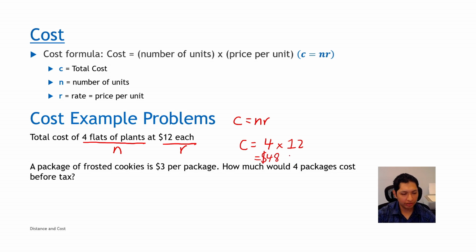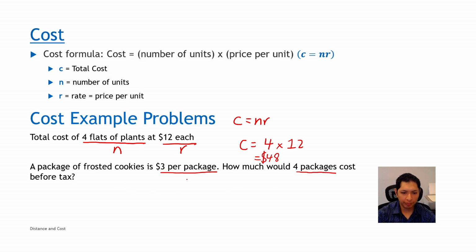So that is the total cost of 4 flats. Problem number 2. A package of frosted cookies is $3 per package. How much would 4 packages cost before tax?